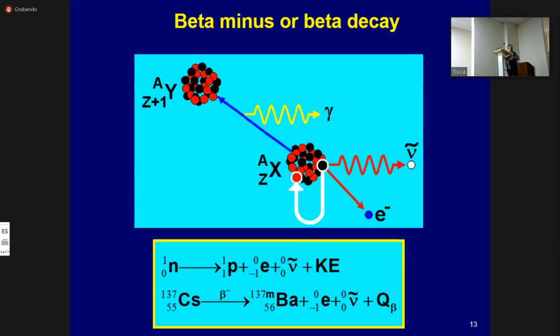And another example, cesium-137 has such an opportunity, beta minus decay to barium-137 metastable. Plus, of course, electron and antineutrino, and of course, some energy. A daughter nucleus is a different element from the parent element because it has a charge number increased by 1. So this is a different element.